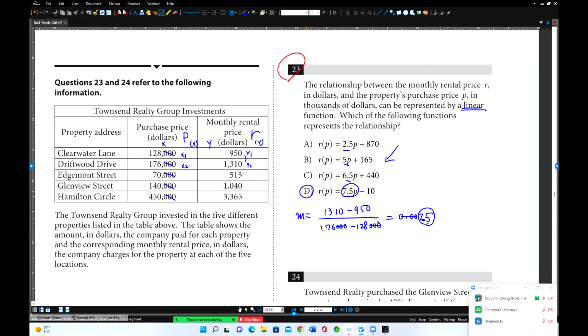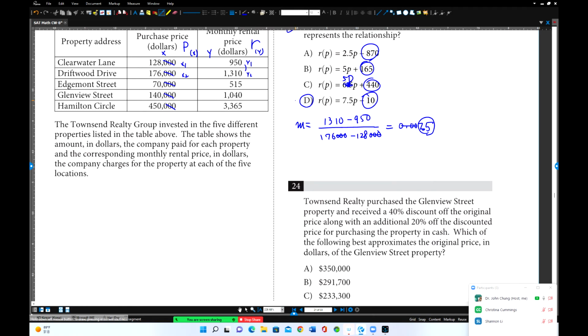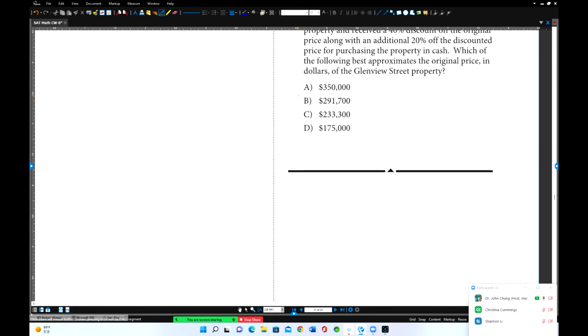Before you find the equations, check it out, because we have only 4 choices there. Check out that slope. They are all different slopes. Just find the slope. If some slopes are equal, then you can check the y-intercept too. Number 23, choice D is the answer. You gotta be careful, the P value is in thousands. This is very tricky, so carefully read questions. That is number 23. Number 25 is next.